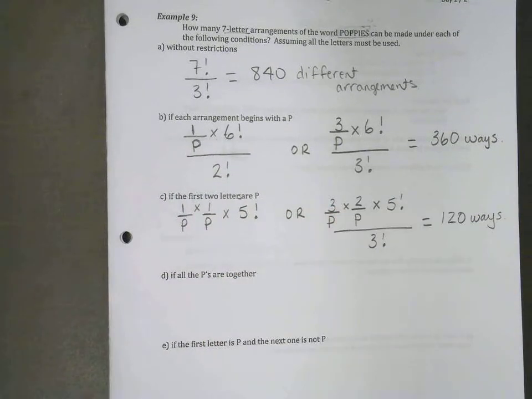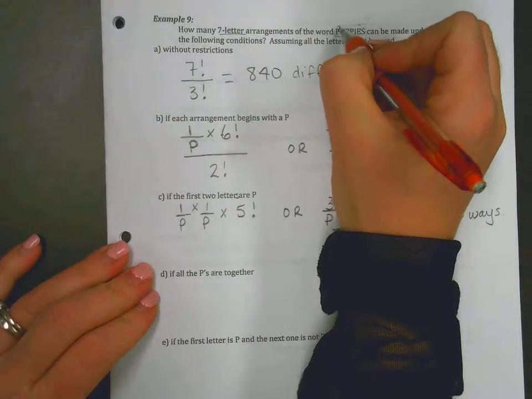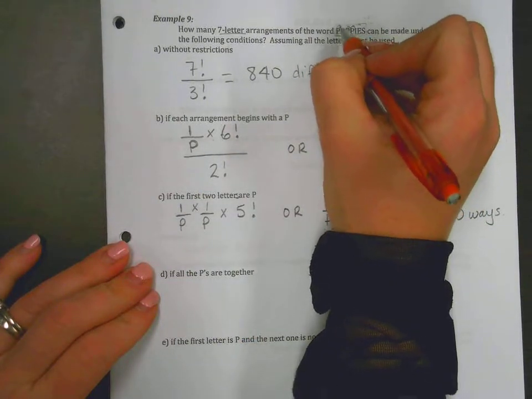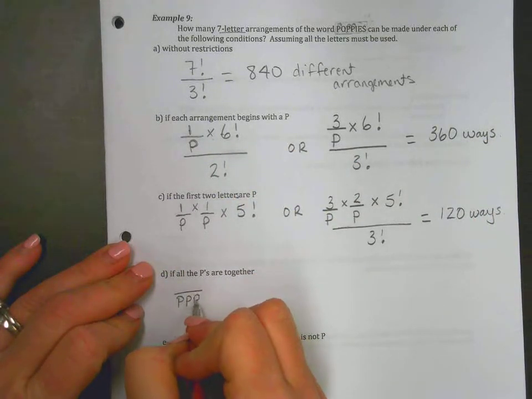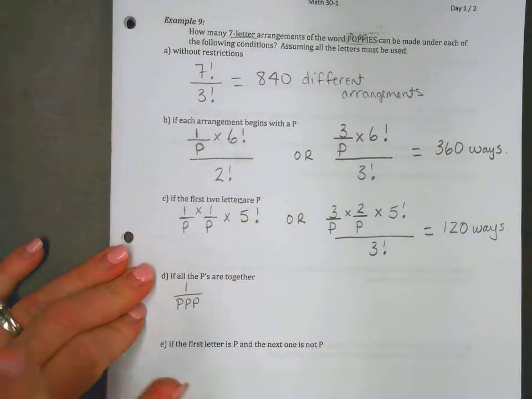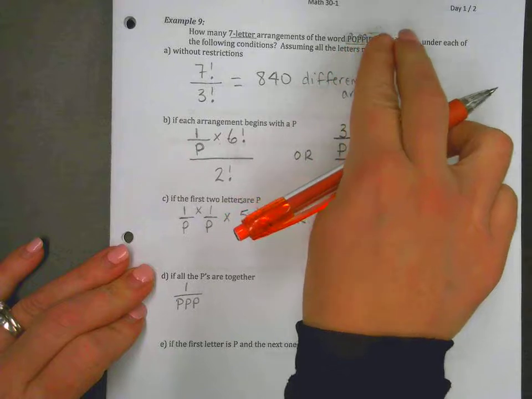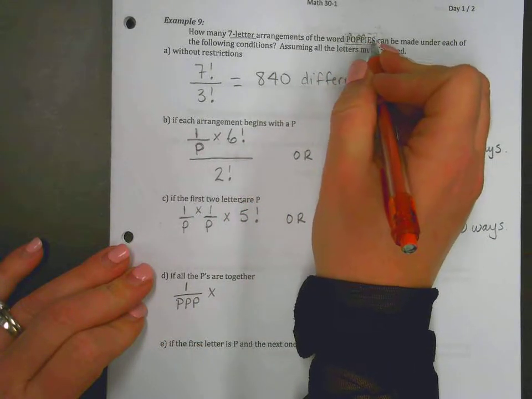All right, question D. If all the P's are together. So again, two different ways to think of it. You could think of, okay, I'm again taking all these P's out of the equation. I'm lumping them together. I really can't arrange these in any other order, so this is fixed. This is 1. How many letters are there left to arrange? Well, there's 4 letters left to arrange, the O, the I, the E, and the S, so that would be 4 factorial.